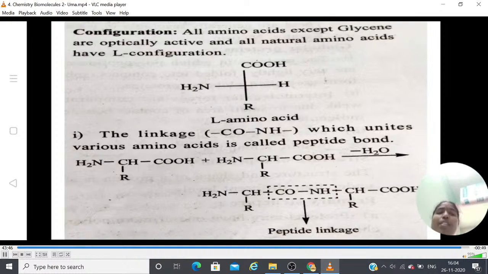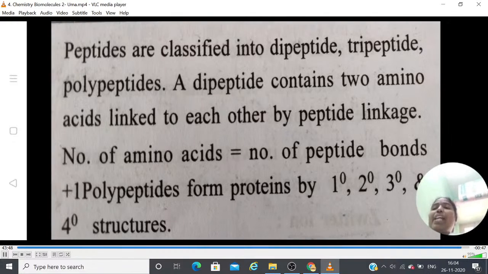Next, polypeptides. Peptides are classified into many types: dipeptides, tripeptides, polypeptides. A dipeptide contains 2 amino acids linked to each other by peptide links. So these are the peptide classifications.